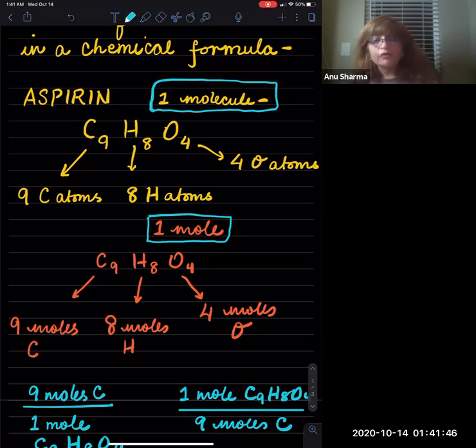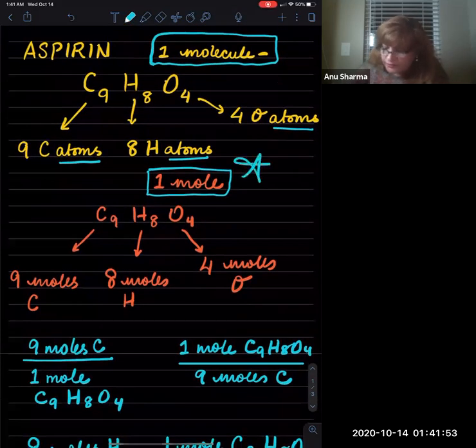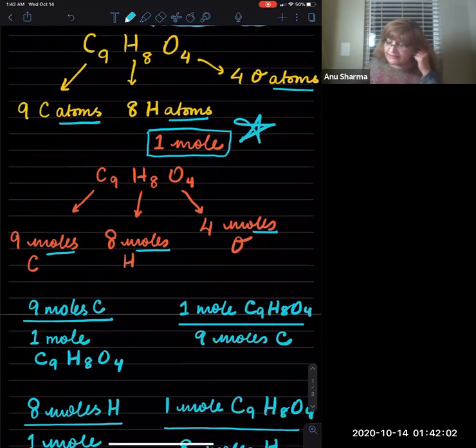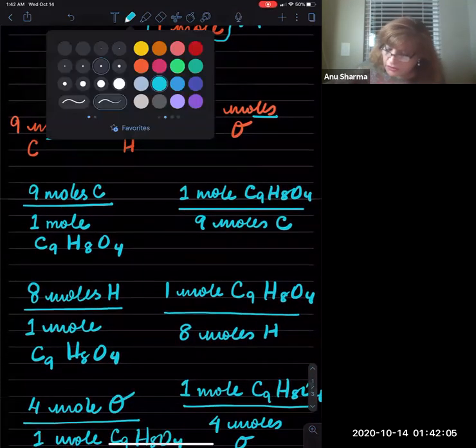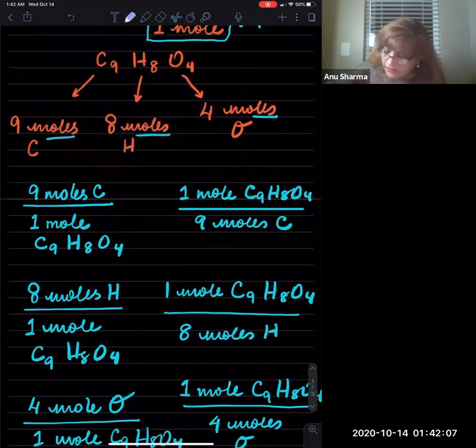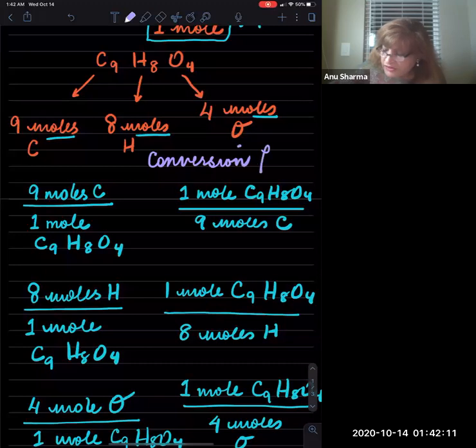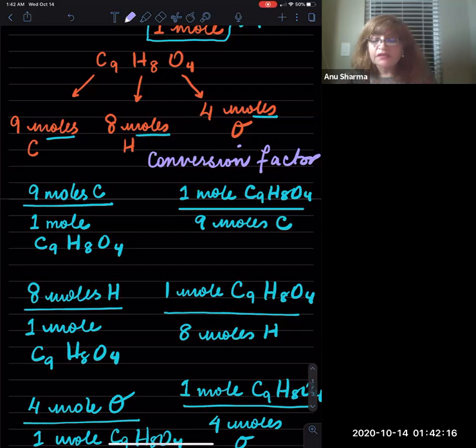So if you're talking about one molecule, we are going to call them atoms. And if we are looking at the moles, that is important. If we look at it as moles, then these become moles. So just pay attention to that, okay? Next thing is, these are the conversion factors.